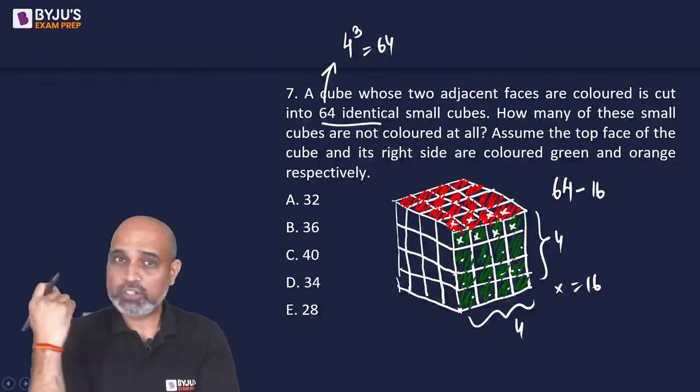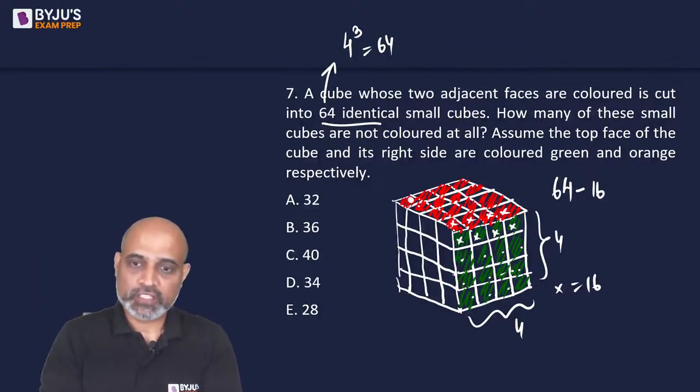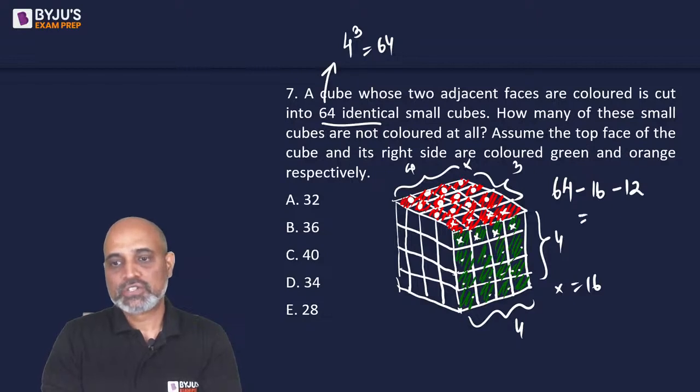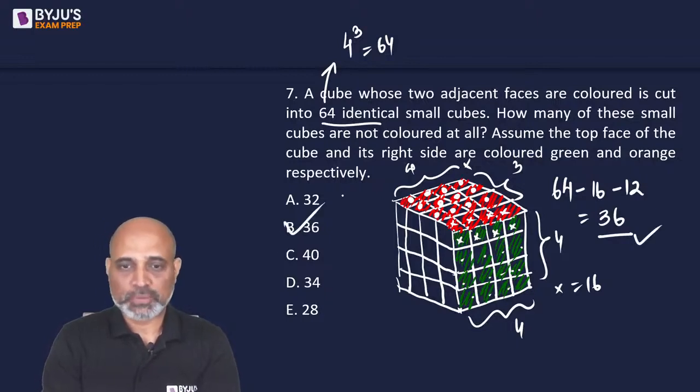So if I take out green, the red ones will also be removed. So we're left with these more cubes that have not been removed so far. How many are those? This is of dimension 3 by 4, so that will be 12. So subtract 12 as well. So 64 minus 28. 64 minus 28 is 36. So 36 is going to be the answer.